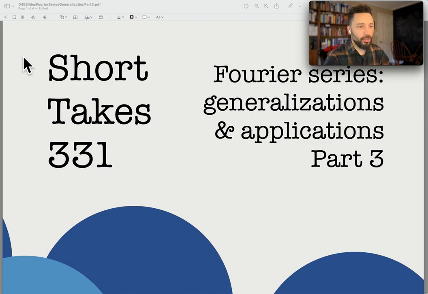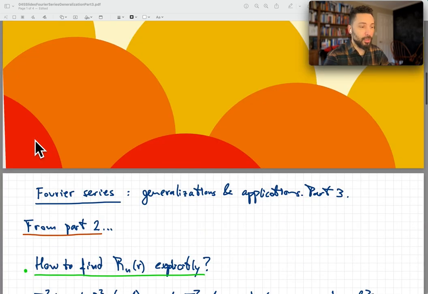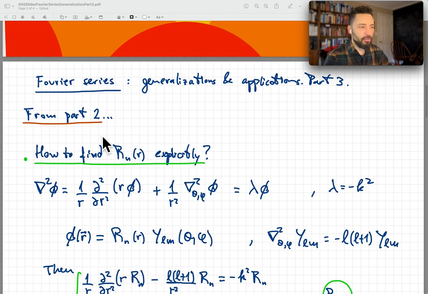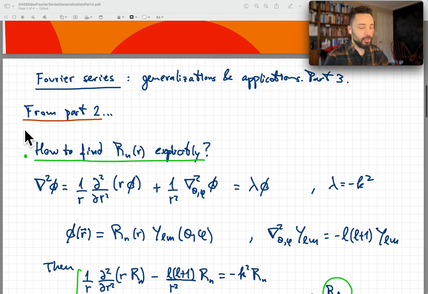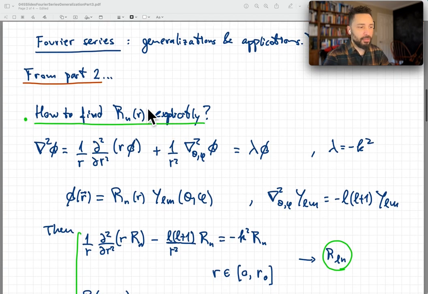Today we're going to continue talking about generalizations and applications of Fourier series. And this is part 3, so if you haven't seen part 1 and 2, you might want to check them out right now. So from part 2, if you recall, we ended up with a solution for a spherical diffusion problem, and we left unsolved the part of figuring out the radial dependence of the problem.